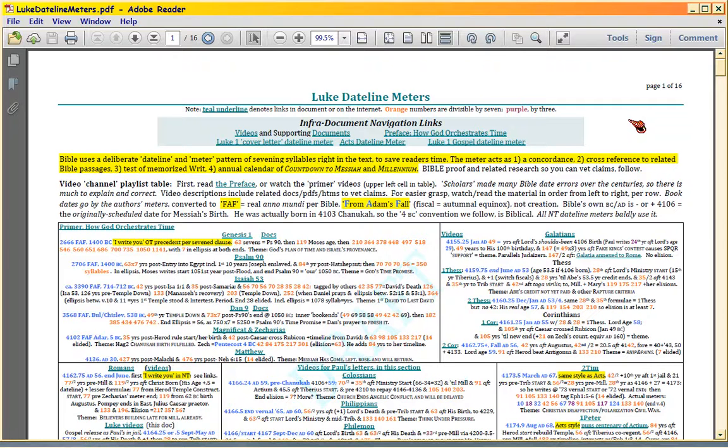You capitalize Luke and Dateline and Meters, you run the words together, and then you put in a period at the end of meters, and then you can type in HTM or doc or PDF to get to see it. If you use HTM or doc, you're going to have to download the fonts for the Greek, because there's Greek in here, from BibleWorks.com/fonts.